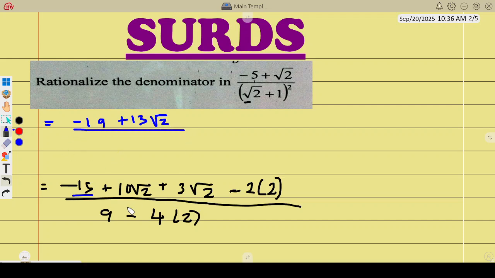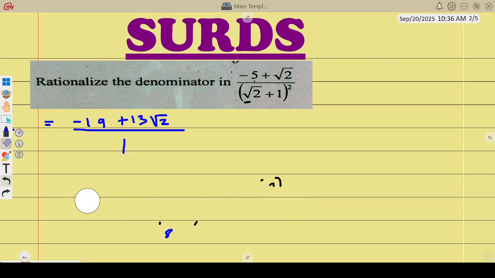So all this is over 4 times 2, this is 8. So 9 minus 8, this is 1. So from here we just have negative 19 plus 3 root 2. Yeah, so this is the answer. We've rationalized. Yeah, so when you get to have questions not clear, just inbox me. Yeah, so I hope at least I've given you something to practice on.